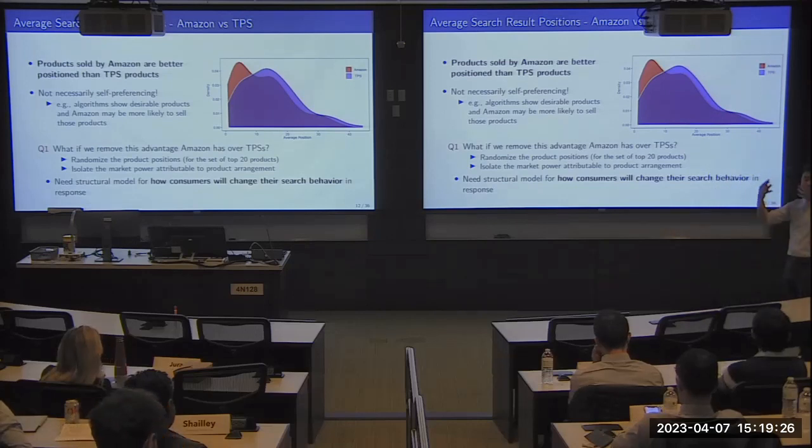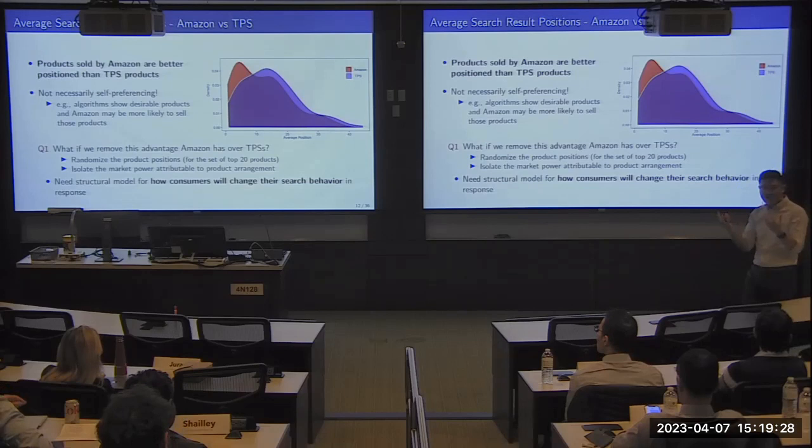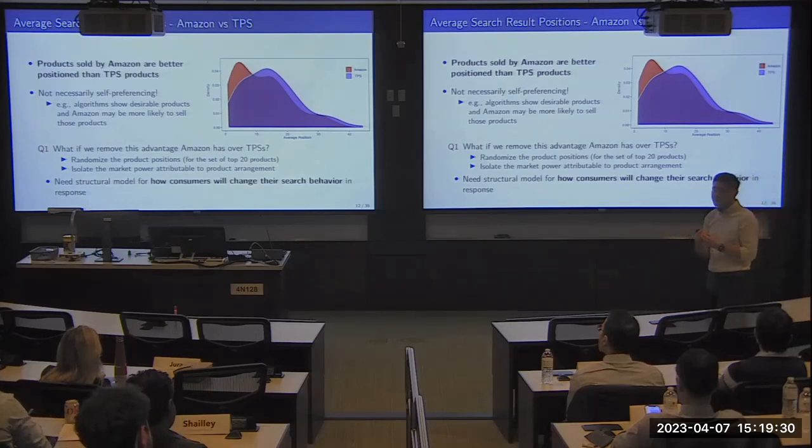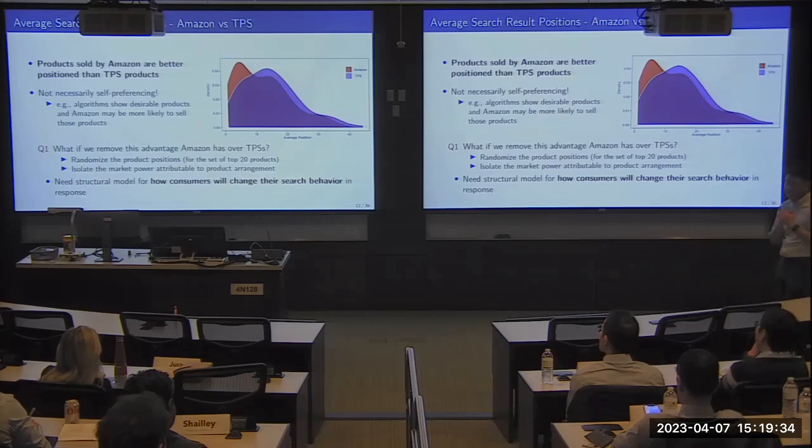Because obviously, if we made the products at the top of the page very undesirable, consumers are going to have to expend more effort to search, or they might just go off platform altogether.